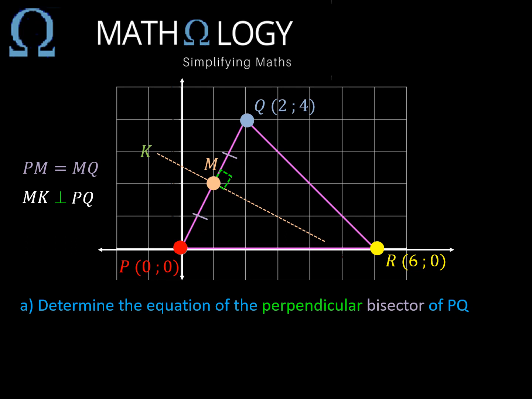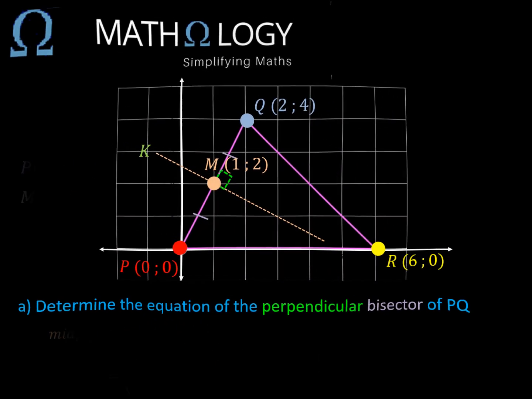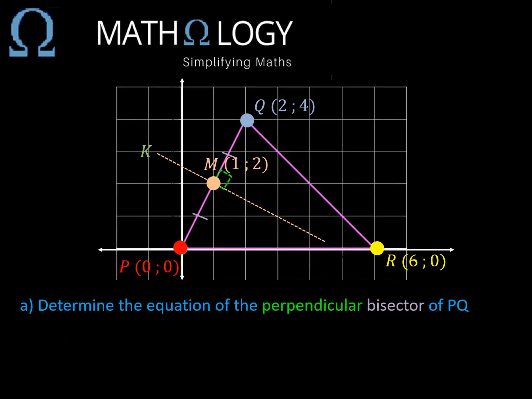Since we were given the coordinates of points P and Q, and we know that M is the midpoint of PQ, we can use the midpoint formula to determine the coordinates of M. The midpoint of PQ, M, therefore has coordinates (1, 2). We now have the coordinates of a point, M, which lies on the line MK. We also need to know what the gradient of MK is, to determine the equation of MK.